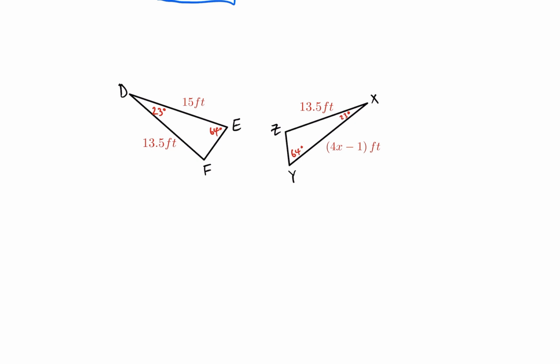So what that means is, in solving for x, we could say that 4x minus 1 is equal to the corresponding side of this triangle, which is 15 feet. So setting that to 15, we can now solve for x. 4x is equal to 16, and dividing 4 on both sides, we find that x is equal to 4. Okay, so that is the solution for this example.